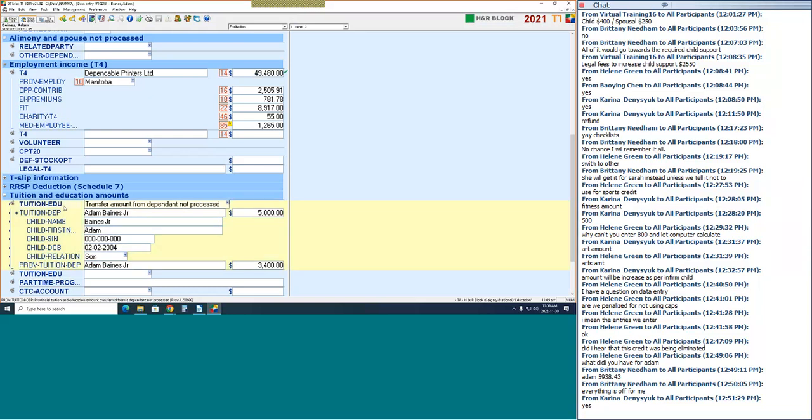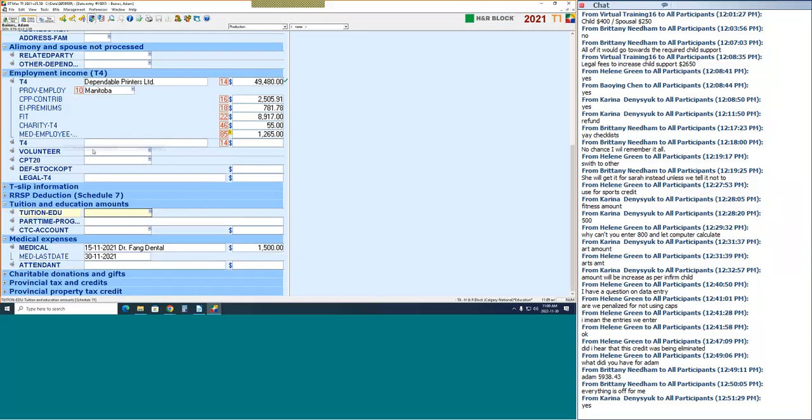And that is a common thing that we do. Not everyone who comes in, we are not always doing returns for the entire family, especially if that student is in a different place. Okay. Are there any questions about tuition and tuition transfers and all of those things?